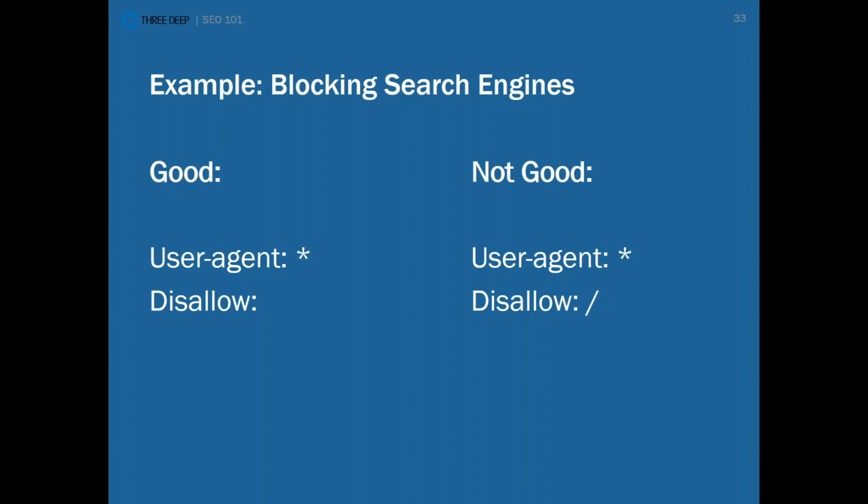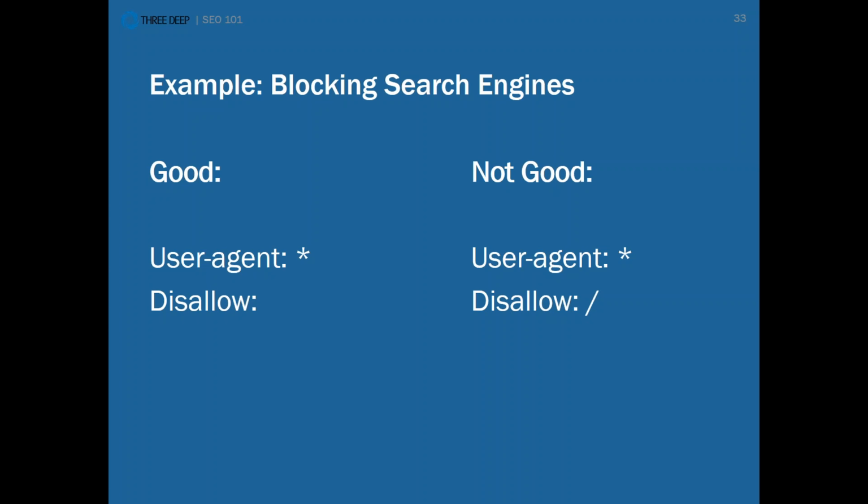So what do I mean? Here's an example of what this looks like. All it takes is one little character to keep your site from being crawled. On the left, this is the syntax you want to use to allow search engines full access to your site. It's disallow and then nothing. Essentially, you're saying, hey, Google, when you come to my site, don't disallow anything. I know that sounds like a double negative, but that is the proper syntax to use in your robots text file.